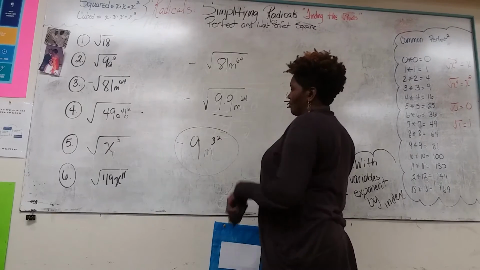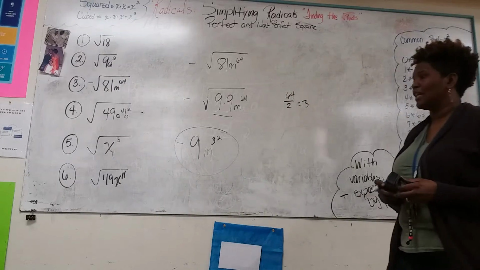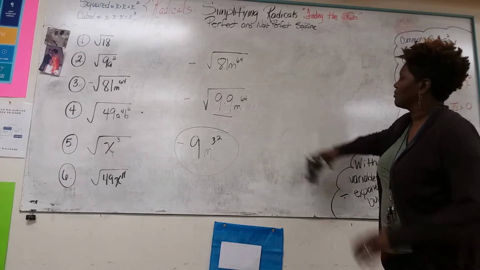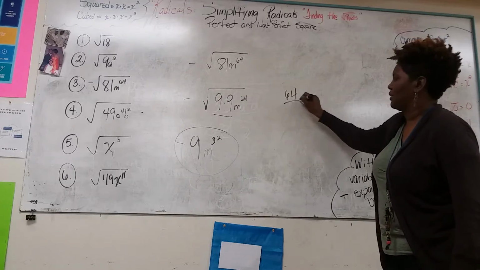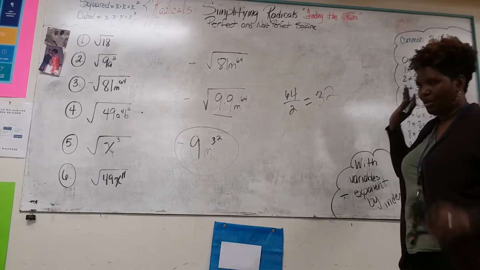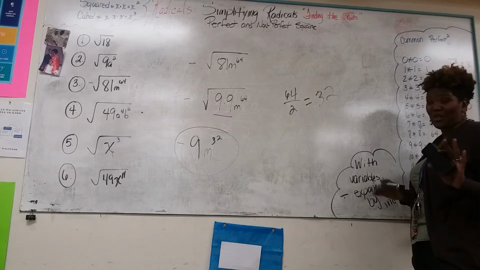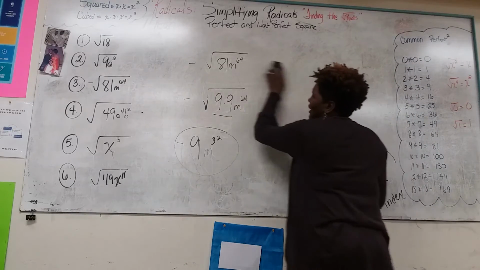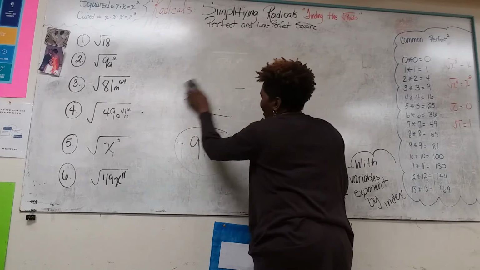Oops, yeah. Negative 9m to the 32nd. Okay? Guys, I know I just put 64 divided by 2 is 3. I forgot to put my 2. Okay. I've been recording all day, so I'm getting a little tired. So please forgive me for any mistakes that I may be making.